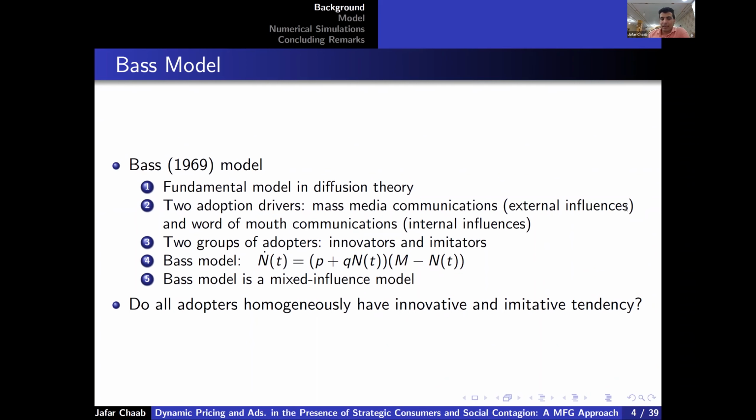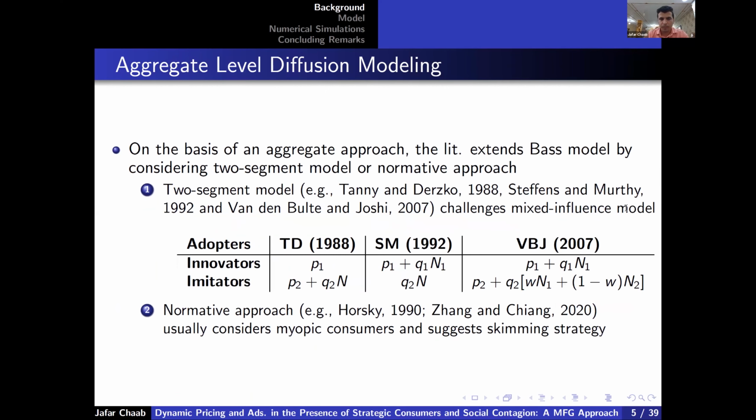The Bass model is considered to be a mixed influence model. Why? Because it implicitly assumed that the adopters homogeneously have innovative and imitative tendency regardless of their type. So for each potential adopter, he or she may be affected by both external and internal influences, right? But is this the case? There is a literature in this area that actually challenges this assumption.